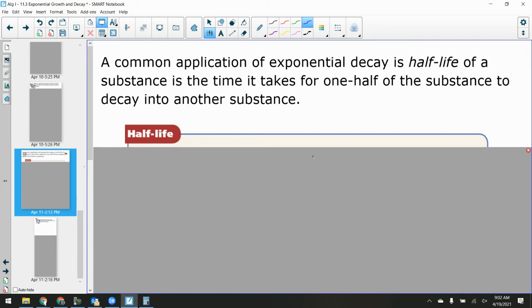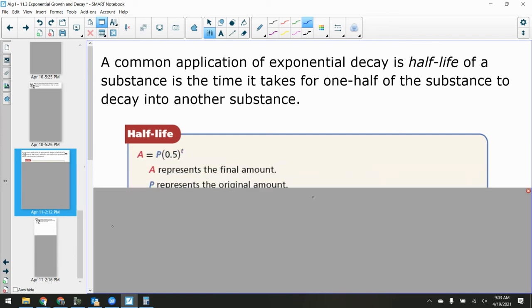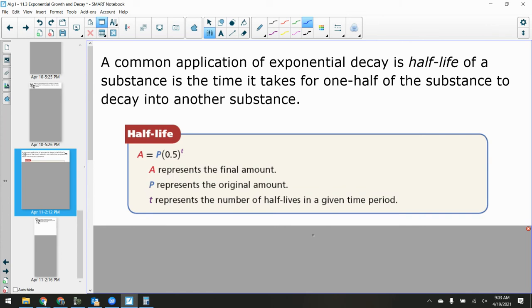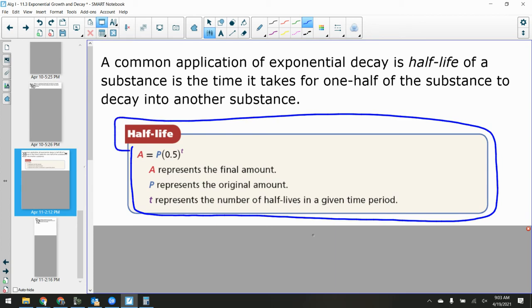So thinking about it as exponential decay, we're still going to have this beginning amount, but it's going to decay. Now, how much is it going to decay down to? Half of its original value. So you know what replaces the 1 minus r? 0.5. Okay, 0.5. So this is what you need to write down. I would write down this entire box, actually, and all of the pieces in it, so that you know what it is.